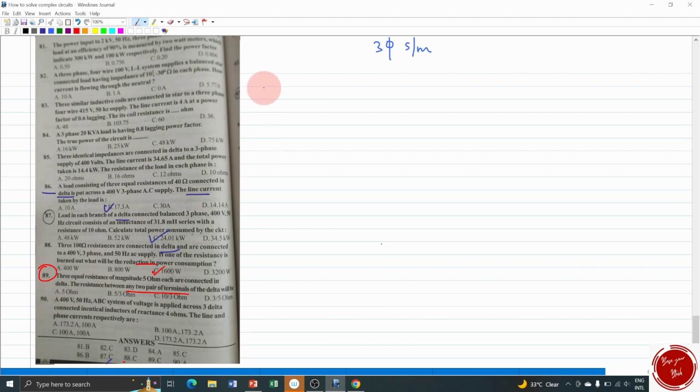So last question, question number 90. A 400 volt 50 hertz ABC system of voltage is applied across three delta connected identical inductors of reactance 4 ohm. So this is the XL value, the reactance value. The line and phase current. You have to get IL value and I phase value. This is a delta connected system. So for delta connected system, IL is equal to root 3 I phase.